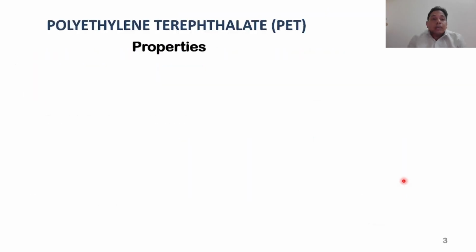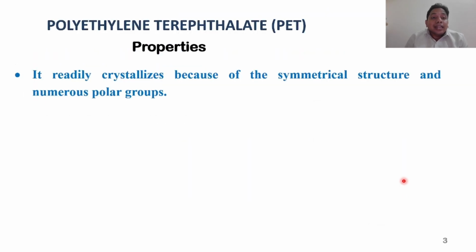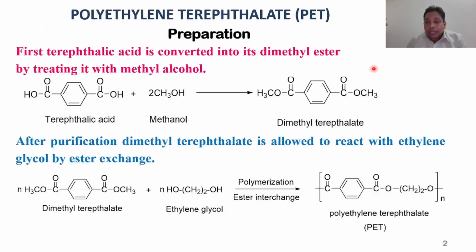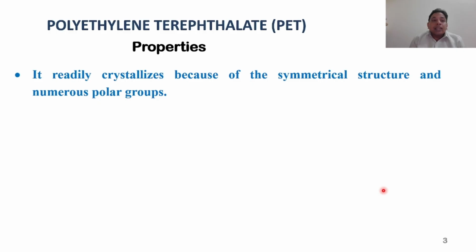When it comes to the properties, it readily crystallizes because of the symmetrical structure and the numerous polar groups. You can see here the symmetrical structure of this polymer. We have a benzene ring, on which the first and fourth positions are connected to ester bonds, and these ester bonds are again connected to ethylene groups. These are connected again to an ester bond followed by the benzene. So because of this symmetrical property, it is readily crystallized, and it has many polar groups.